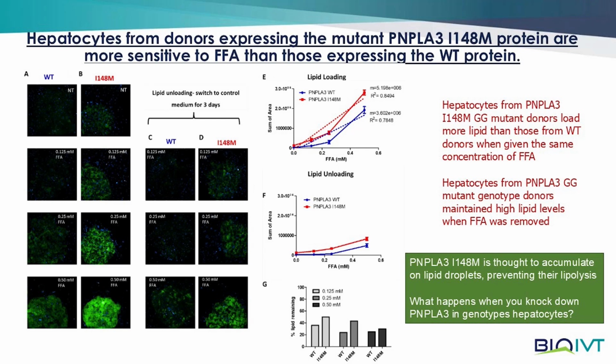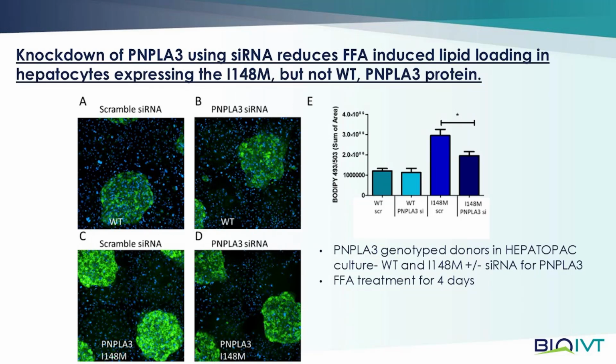We wanted to know what happens when you knock down PNPLA3 in genotyped hepatocytes. So for this study, we knocked down, using transfection, PNPLA3 in wild type or mutant donors, and then followed up once the culture was matured with a free fatty acid treatment for 4 days. And we found that knockdown of PNPLA3 reduced the free fatty acid-induced lipid loading in just those I148M donors, but not the wild type donors.